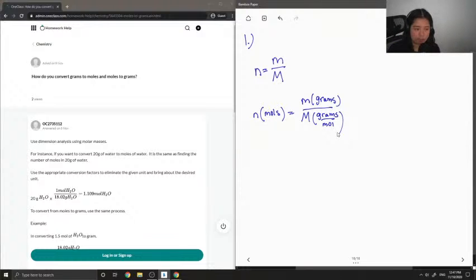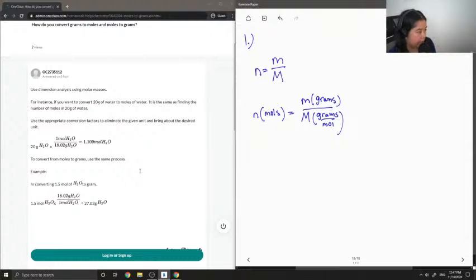So in a question, you're usually given two and you're asked to solve for the other. Either way, you would just use this main equation and rearrange it to solve for your unknown. So let's see the answer from our junior tutor. It looks like they have an example. For instance, if you want to convert 20 grams of water to moles of water, it is the same as finding the number of moles in 20 grams of water. Use the appropriate conversion factors to eliminate the given unit and bring about the desired unit.